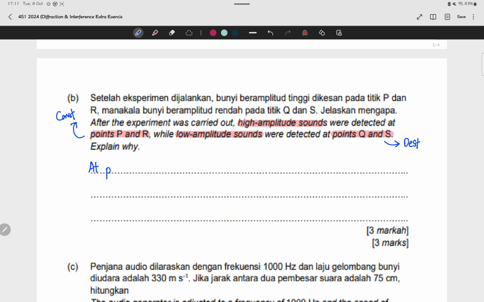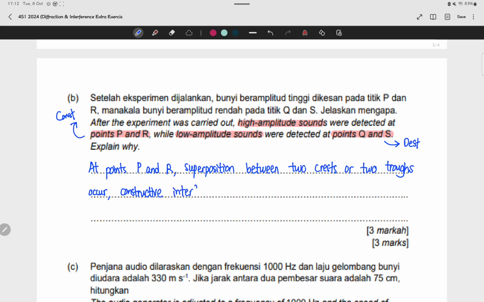So how to write? At points P and R, superposition between two crests or two troughs. We cannot write N because N means the two crests will superpose with the two troughs. Now it is two crests or two troughs superposing each other. Okay, so constructive interference occurs. First sentence. So explain also at points Q and S.